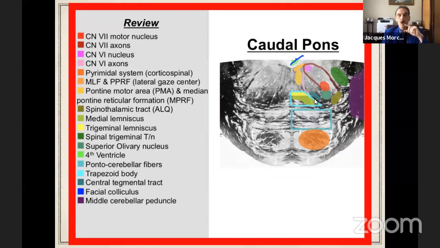In the caudal pons, again, you can look at the pontine area here, the pyramidal system, and you can see the trapezoid body, which has both the medial and the trigeminal lemniscus. You can see the facial colliculus around the sixth nerve, the paraabducens, center for lateral gaze in the floor of the fourth ventricle, and many other things.